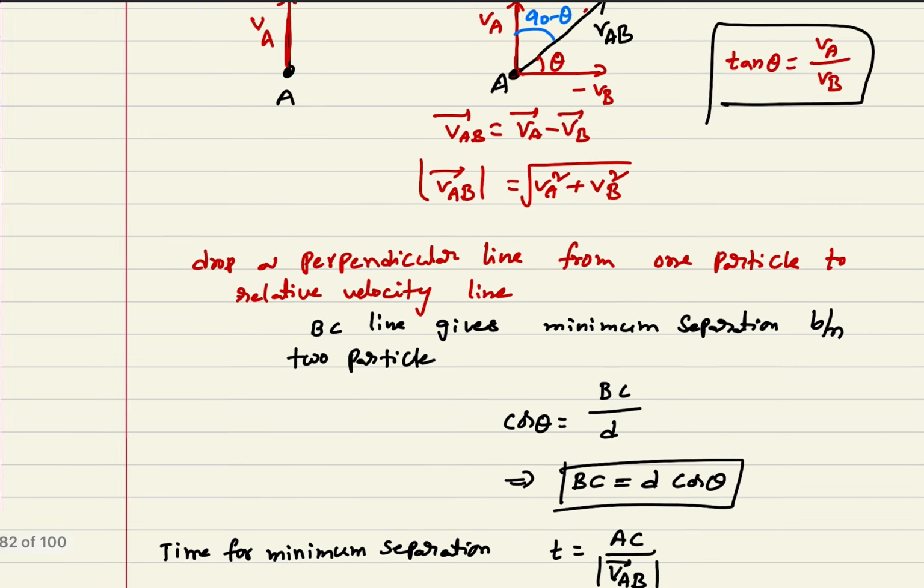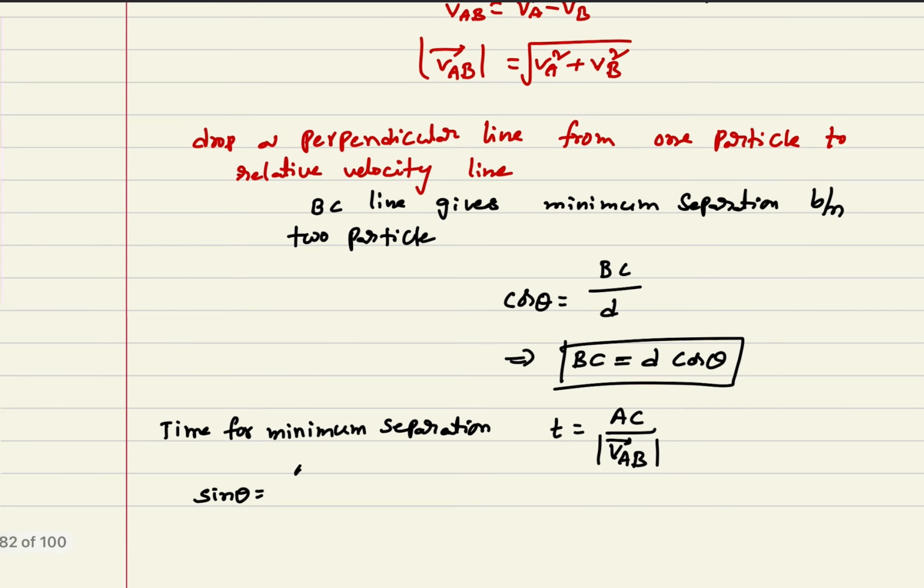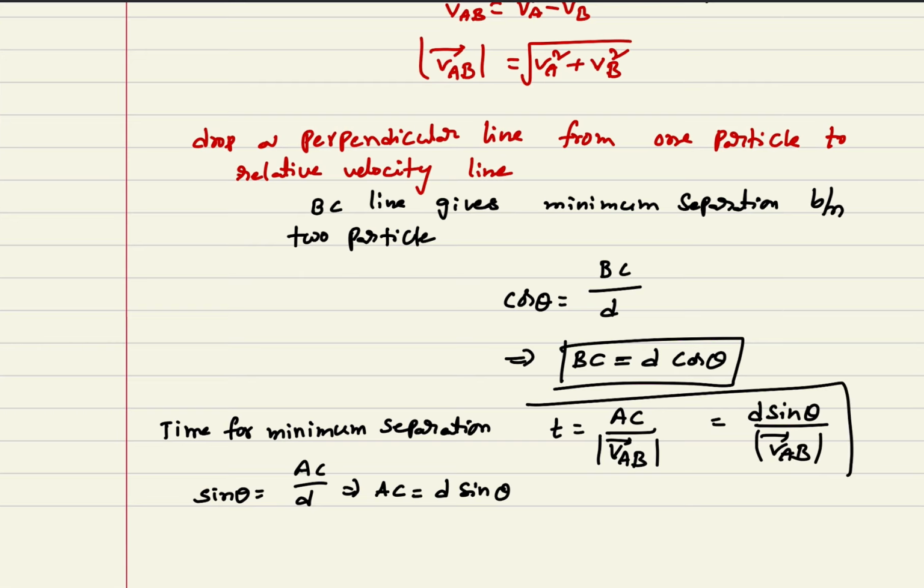Now if you write the AC value, you can write sine theta. From the diagram you can observe that AC is the opposite side to theta. That's why sine theta is equal to AC by D. We can write AC is equal to D sine theta. So you can use D sine theta divided by the velocity of A with respect to B. By using this, we can calculate the time for the minimum separation.